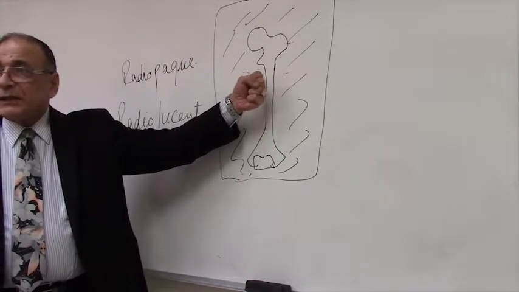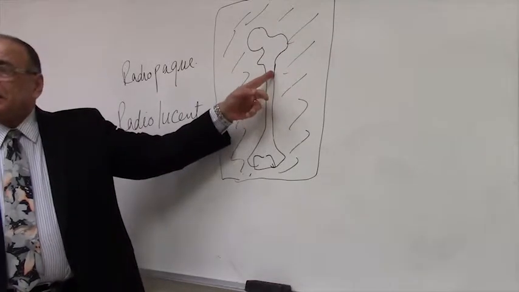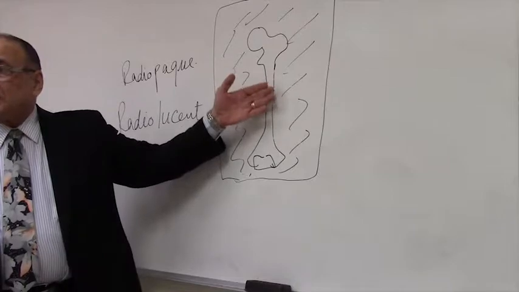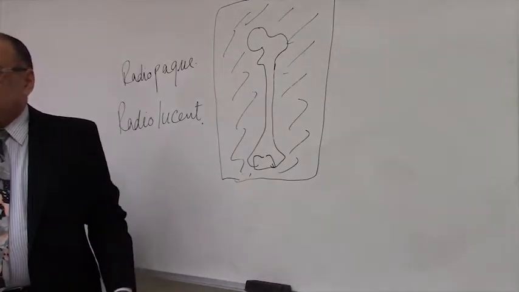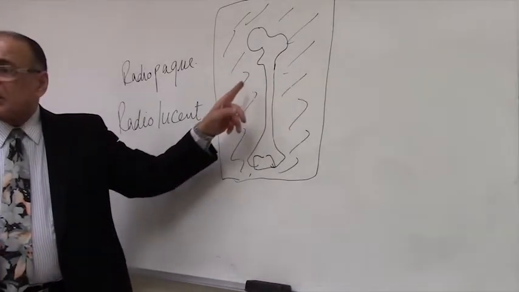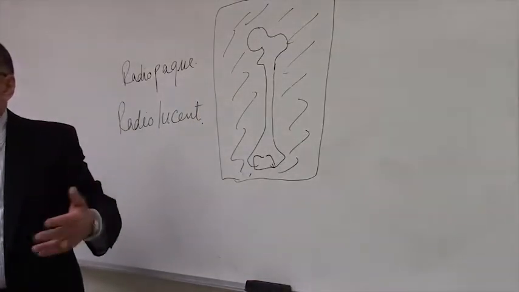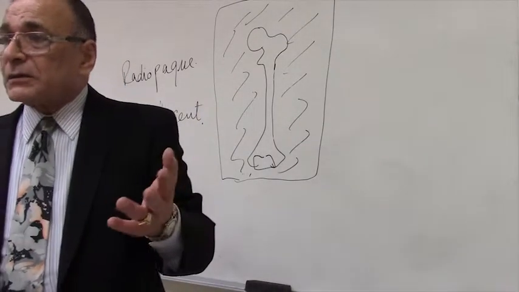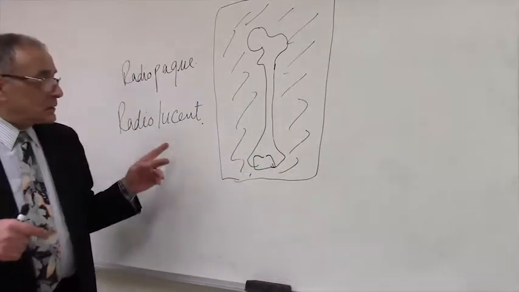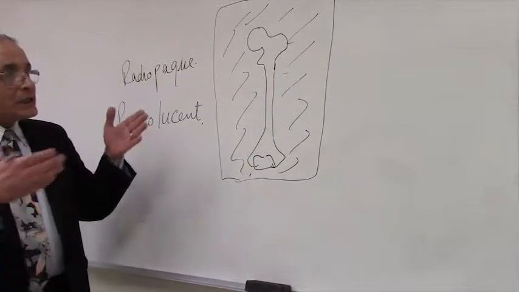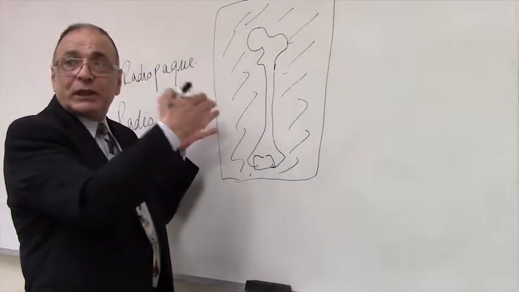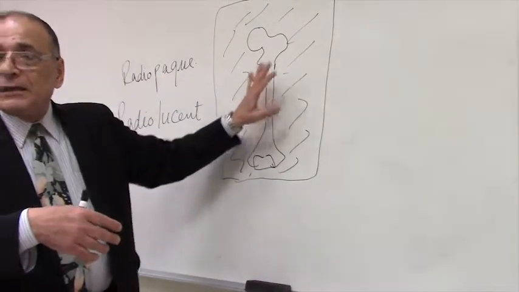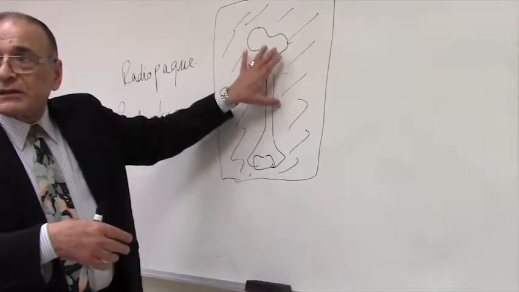It absorbs the X-ray, which comes to here and stops, and the background is not exposed to the X-ray. How about the other structures, the soft tissues, muscles, nerves, fat, skin? They are radiolucent. The X-ray is able to penetrate and get through and touch the film, and it marks here. This is a radiolucent structure, this is radiopaque.